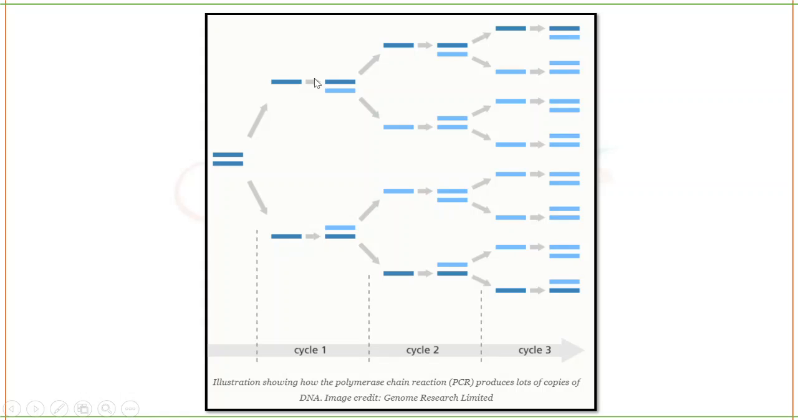From cycle number 1 you will get 2 strands. Cycle number 2, you will get 4 strands. Cycle number 3, you will get around 8 strands. So this will increase in an exponential way, an exponential increase in the copies of DNA.